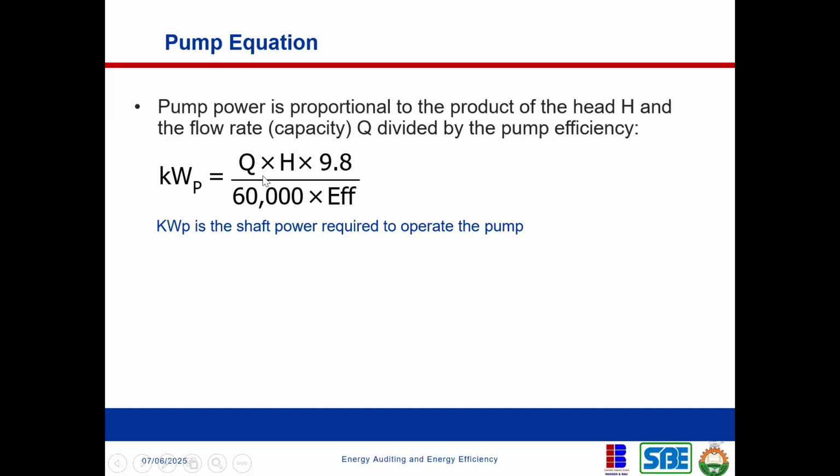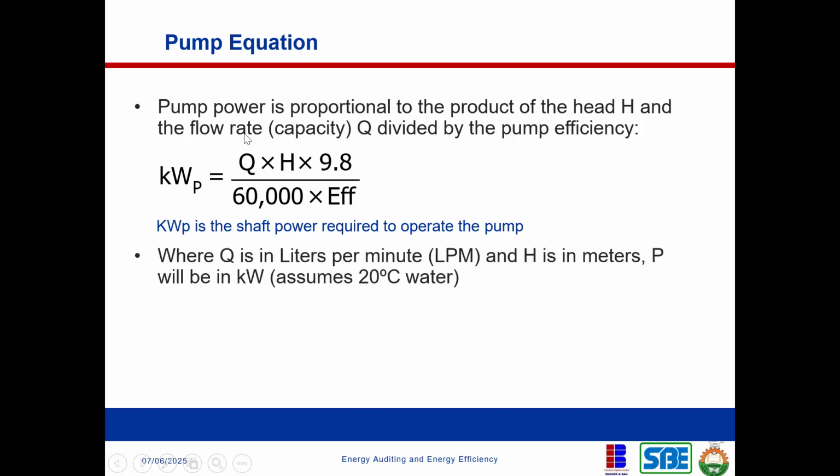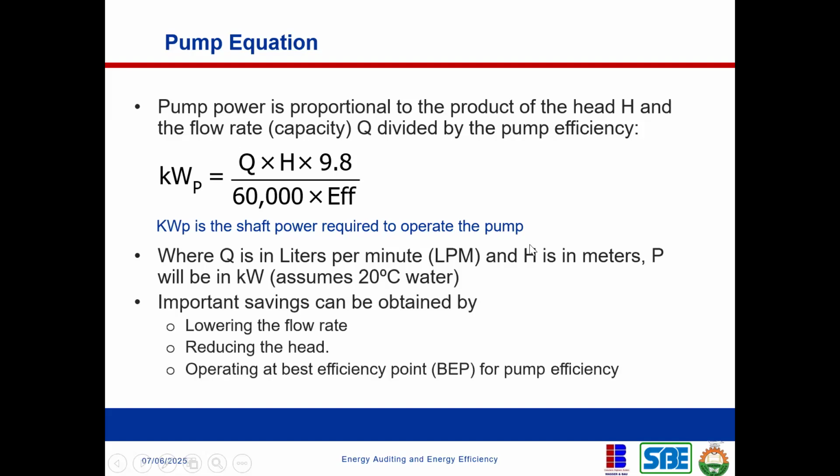Now, the Q that we have here is the liters per minute. And then the H is the height. Remember when I talked about dynamic height and the static height? The H is the height. And then you have a constant value of 9.8 divided by 60,000 times efficiency. Now, the efficiency here is the efficiency of the pump, which you will find at the nameplate. The nameplate of the pump, you find it, right? So why the 60,000?